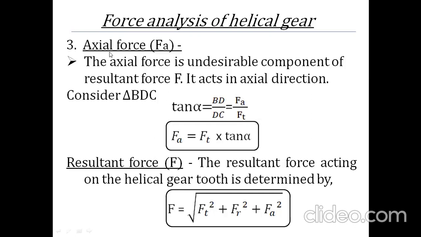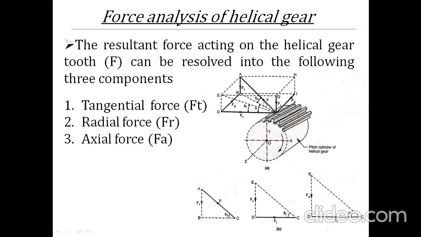For finding the axial force, we have to consider the triangle BDC, which is on the bottom surface of this cube. You can see it from the top view. BDC is shown here, and angle BCD is the helix angle alpha. In BDC you can see two forces: one is the tangential force Ft and the other is the axial force Fa. And the line BD also shows the axial force Fa.